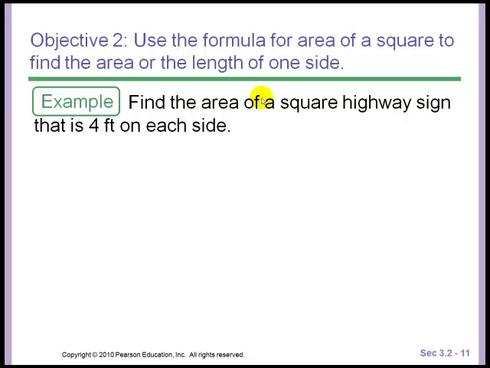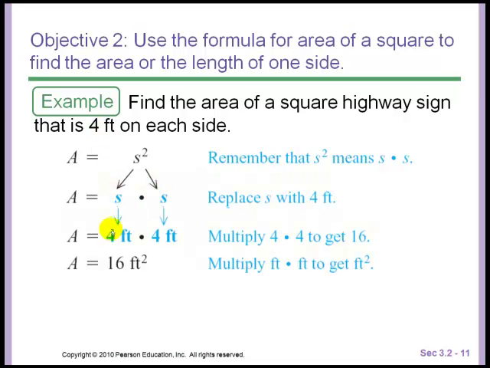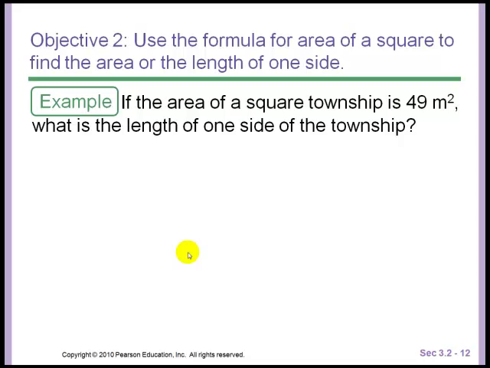Example, find the area of a square highway sign that is 4 feet on each side. Our formula is area is s squared. In this case, we have 4 feet, so each s is 4 feet. 4 feet times 4 feet. Therefore, the area is 16 feet squared. 4 times 4 is 16. Feet times feet are feet squared. The area of the sign is 16 feet squared.